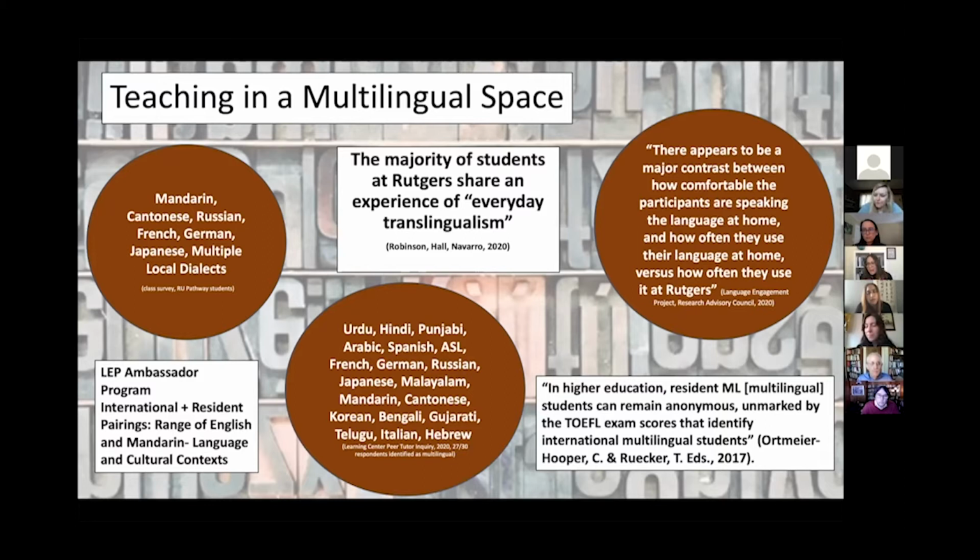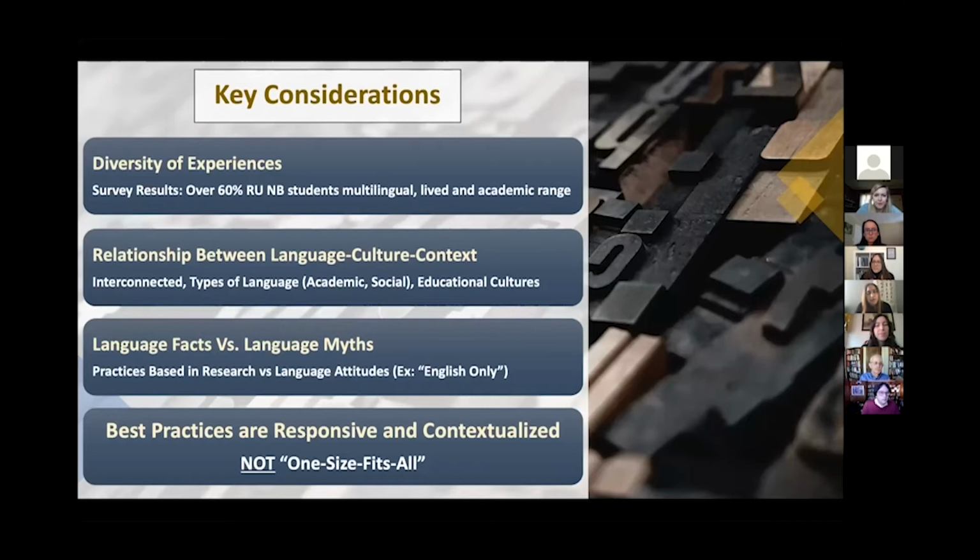In fact, if you look at the square below that circle there, our recent LEP Ambassadors program that connects international RELI students with resident American students, the most common pairing was a student from China and a Chinese American student. And both of the students have a range of proficiencies and familiarities linguistically and culturally with one another. As I move to key considerations then, you see that the first consideration to take into account and the most important one is understanding the diversity of experiences across populations. And related to that, I call attention to understanding and considering the relationship between language, culture, and context within that diversity of experiences.